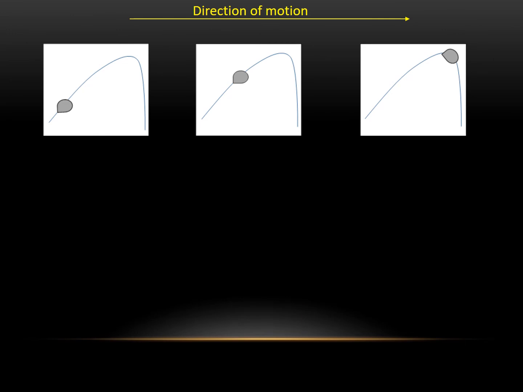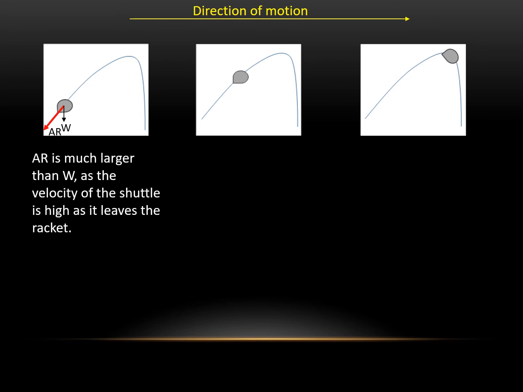So the first one, weight, air resistance. Because remember, this is a shuttlecock, yeah? So weight is small, air resistance is large. It's got an uneven surface, it's just been hit really hard, velocity is high, okay? So air resistance is much larger than weight, as the velocity of the shuttle is high as it leaves the racket. It's now mid-flight, yeah?